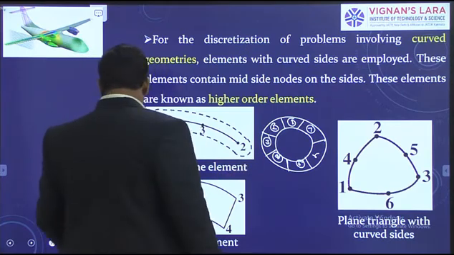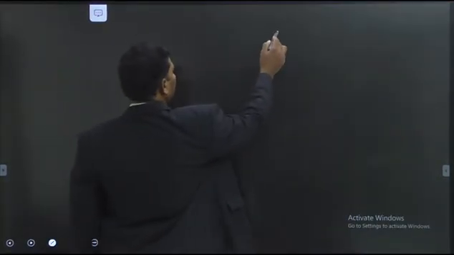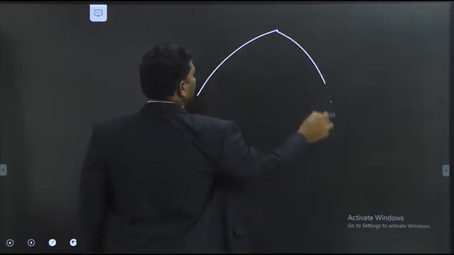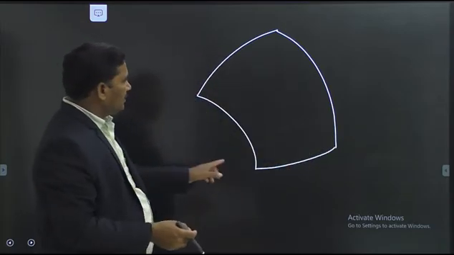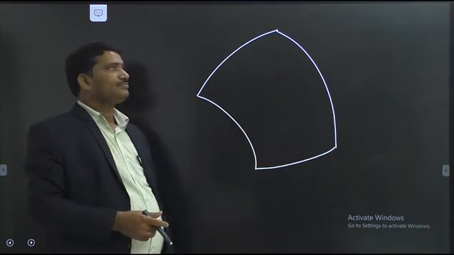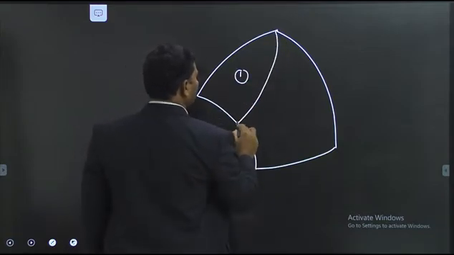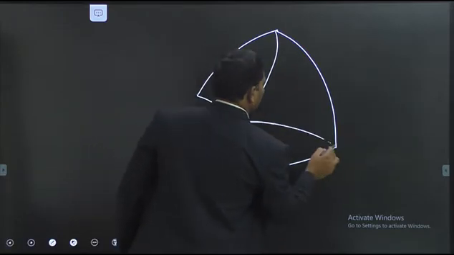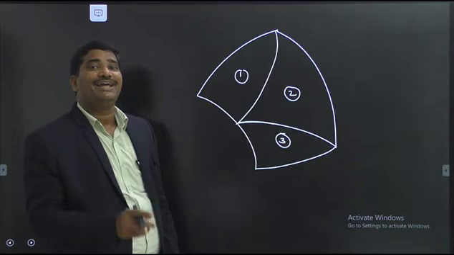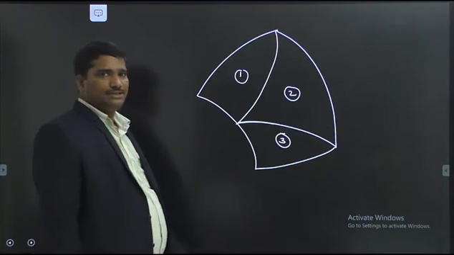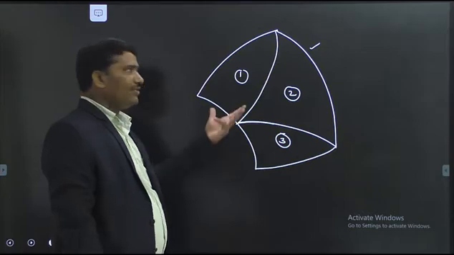Right? Now, you can choose this type of element for a domain having a shape of this type, for example. Here, the boundary of the domain is curved. So therefore, you can choose like this. This is one element. Like this. Second element. Third element. There are three plane triangles with curved sides. This is the domain which is discretized into three subdomains. Three finite elements are there.